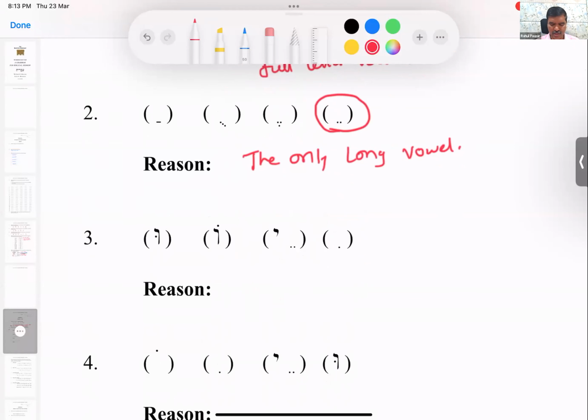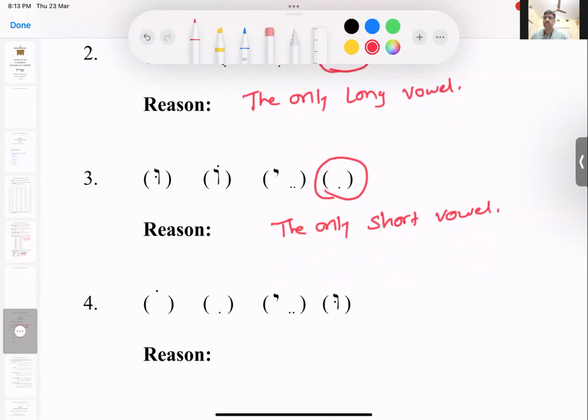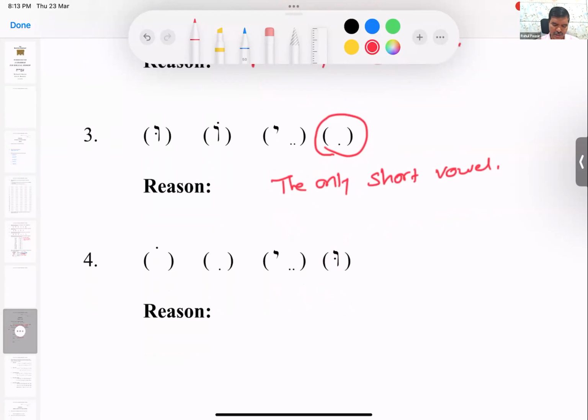Then this one. Hirek, Sere yod, Holam, and Shurek. Hirek. Here also, the only short vowel. Others are long vowels, or full letter vowels. And this last one, Shurek, Sere yod, Hirek, and Holam. Shurek is a long vowel, Sere yod is a long vowel, Holam is a long vowel, Hirek is a short vowel, the only short vowel.